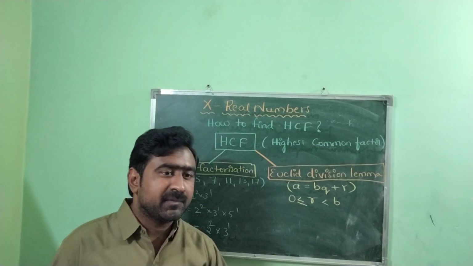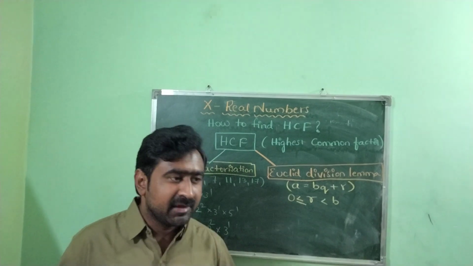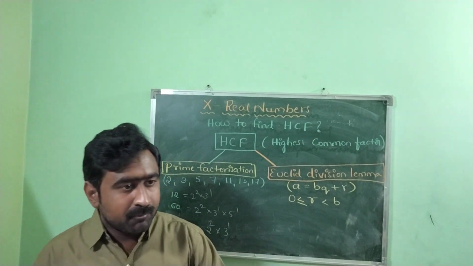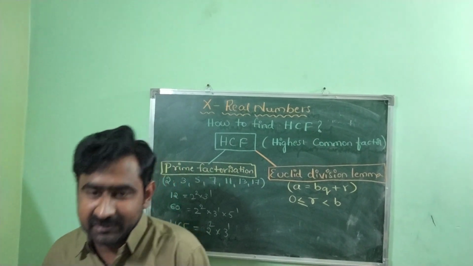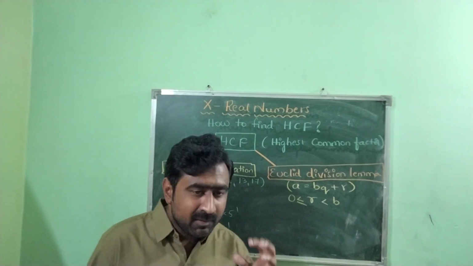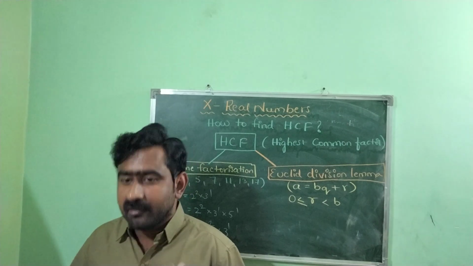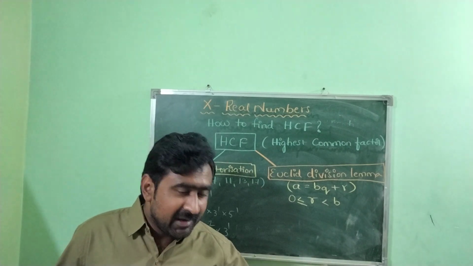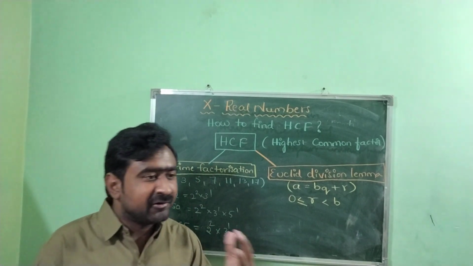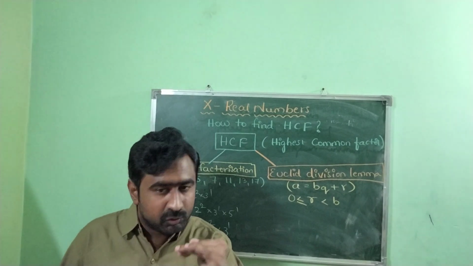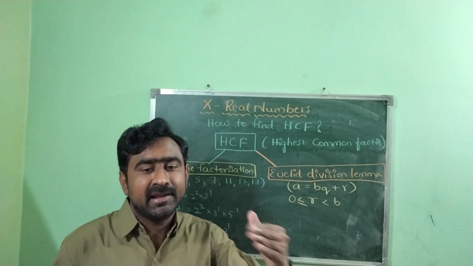In general, real numbers are defined as the combination of both rational and irrational numbers. Once again, real numbers are nothing but the numbers which are the combination of both rational and irrational numbers. Rational numbers and irrational numbers together are called real numbers.